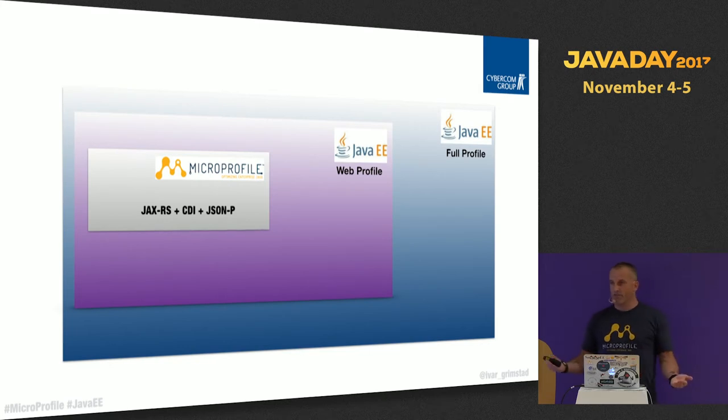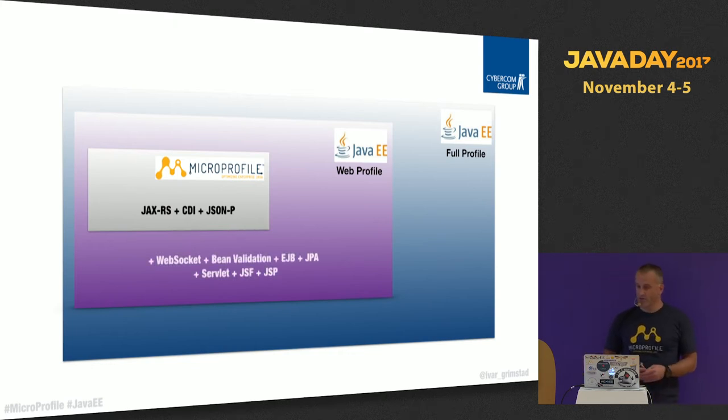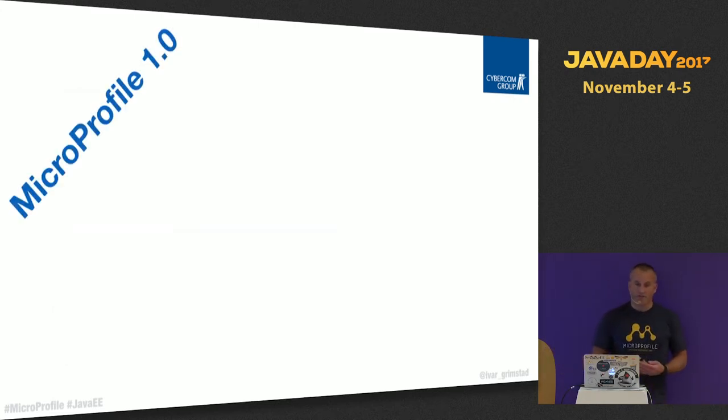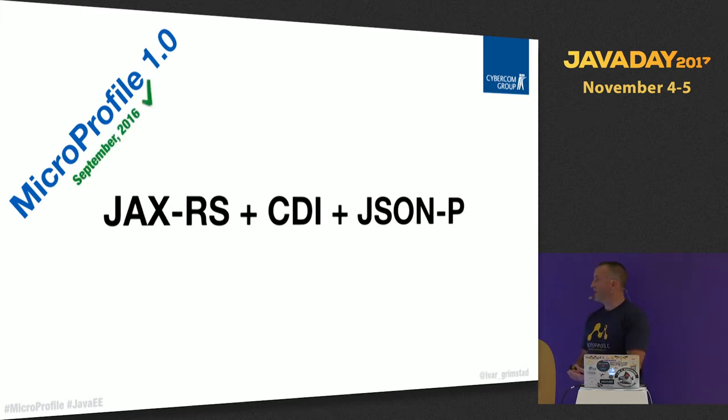And this is kind of the minimum amount of technologies you need to be able to create a simple microservice. If you need something more than that, you can look at the web profile, which adds stuff like servlets, EJBs, JPA, also some web frameworks, and Bean Validation, for example. And you can go even bigger to the full profile, which adds more enterprise kind of technologies if you need that. So that was kind of the status of Microprofile 1.0. That's JAX-RS, CDI, and JSON-P. And this was launched in September 2016. That's a bit more than a year ago.